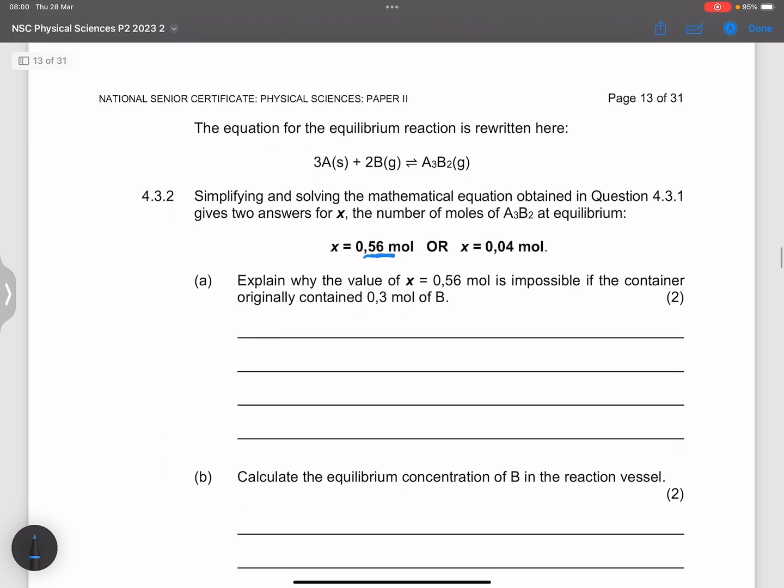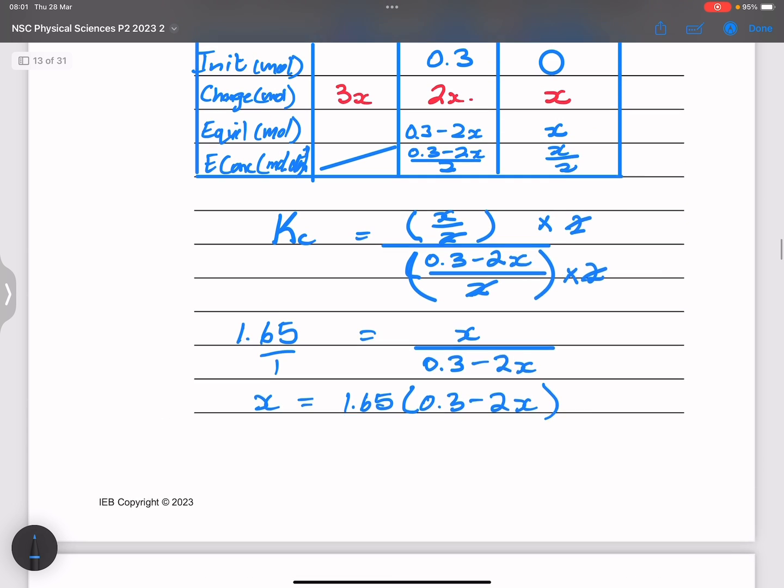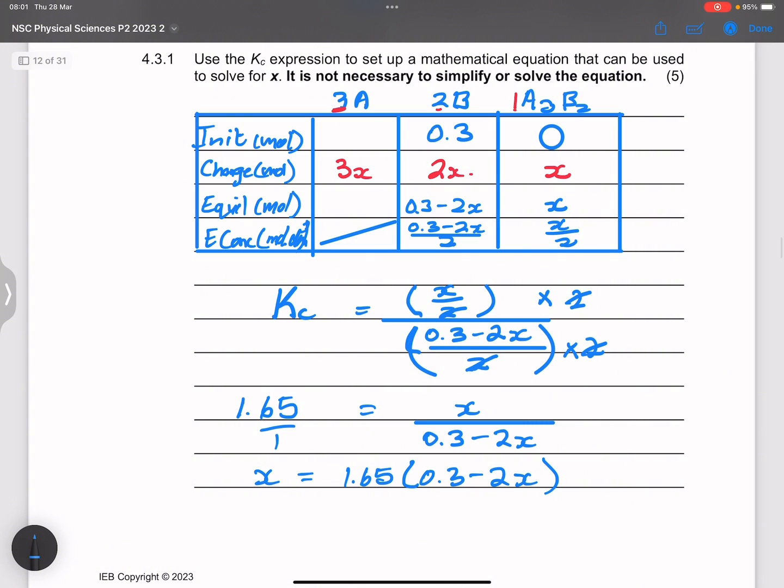Okay, right, so they said it does give us this answer. And they say to us, explain why X equals 0.56 is impossible, right? If the container originally contained 0.3 moles of B. Now remember, what was X? Okay, so X would be the number of moles at equilibrium, right, of A3B2, right?